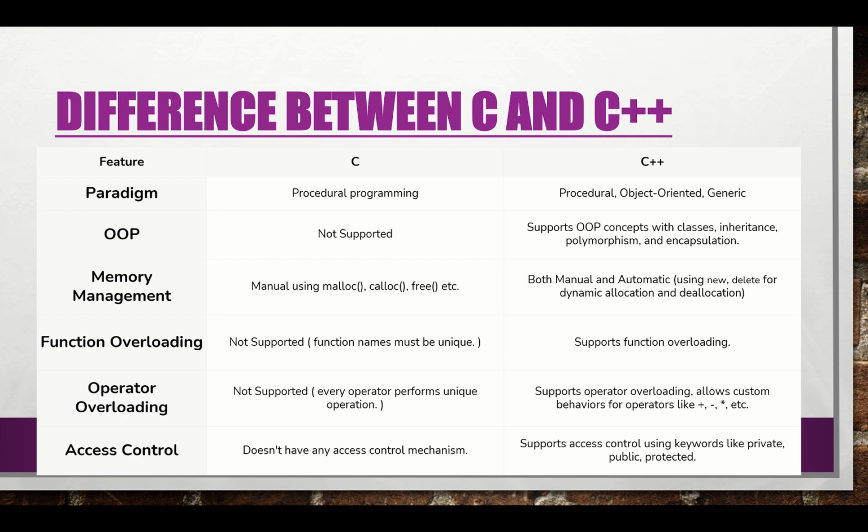Function overloading is not supported, function names must be unique in the C programming language, but C++ supports function overloading. Operator overloading is not supported in C, every operator performs a unique operation. C++ supports operator overloading, which allows custom behaviors of operations like plus, minus, star, etc. Access control: C doesn't have any access control mechanism, while C++ supports access control using keywords like private, public, and protected.